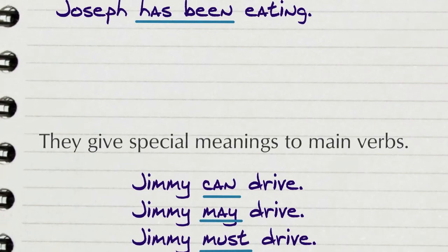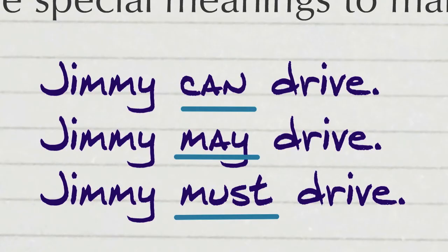Helping verbs also give special significance to the main verb. Helping verbs that do this are called modals. Here are some examples of modal helping verbs. Jimmy can drive, Jimmy may drive, Jimmy must drive. Drive is always the main verb, but the modals give special meaning to it in each sentence. Can, may, and must help change our knowledge of the main verb drive.